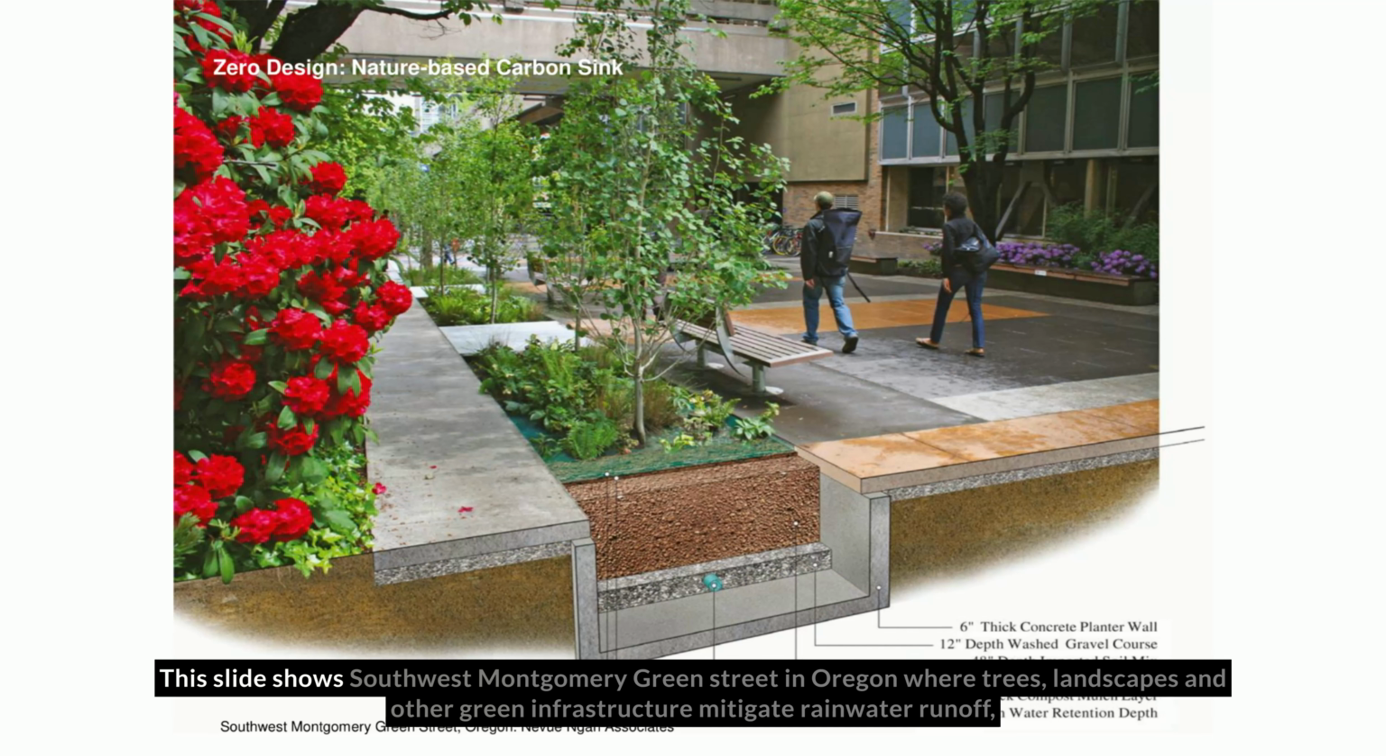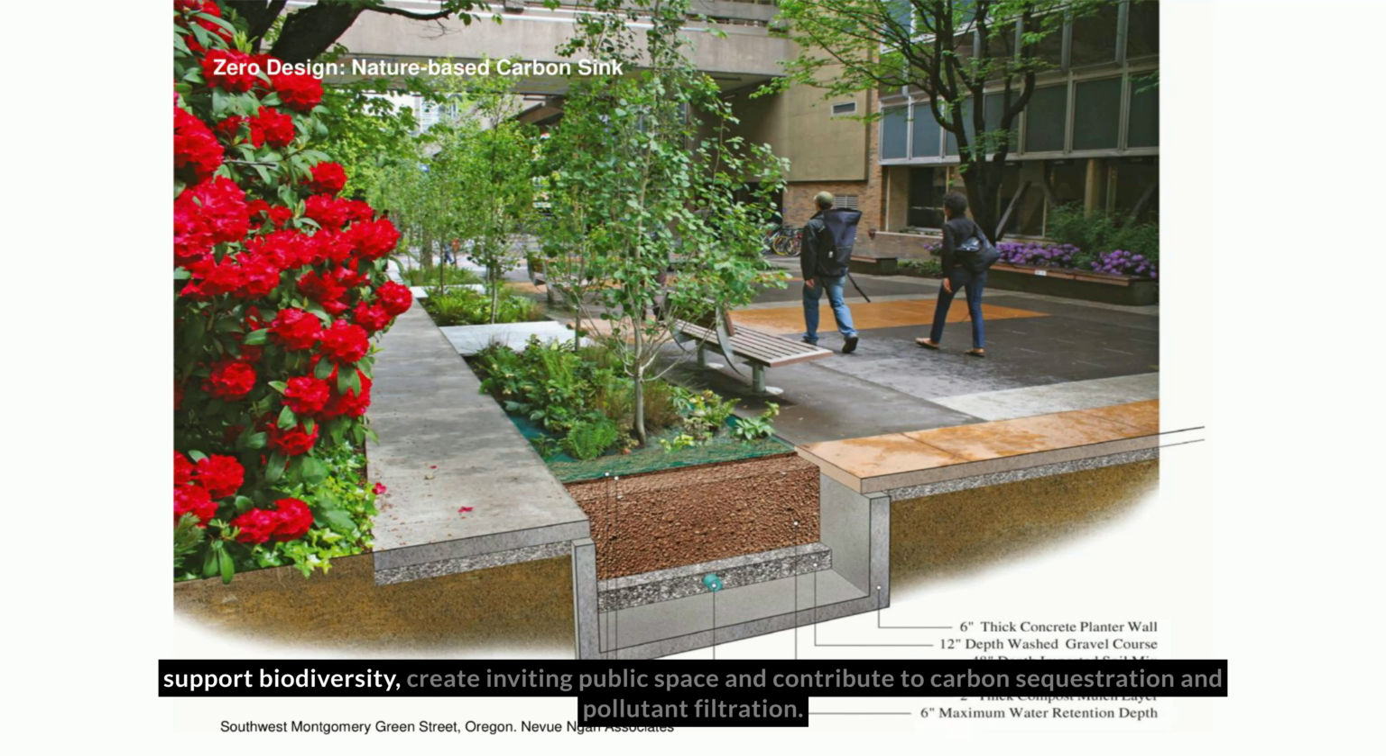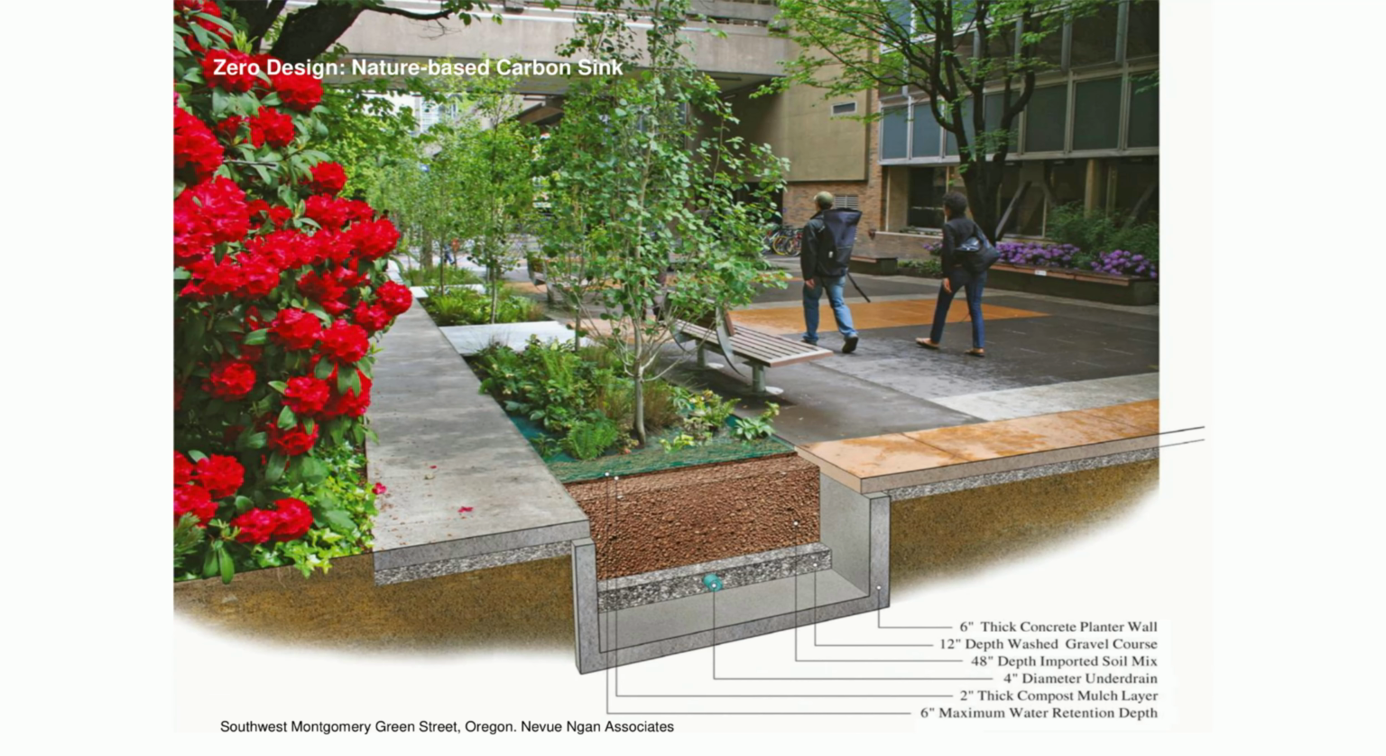This slide shows Southwest Montgomery Green Street in Oregon, where trees, landscapes, and other green infrastructure mitigate rainwater runoff, support biodiversity, create inviting public space, and contribute to carbon sequestration and pollutant filtration.